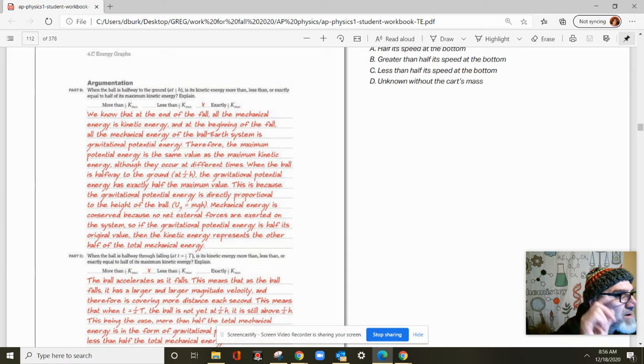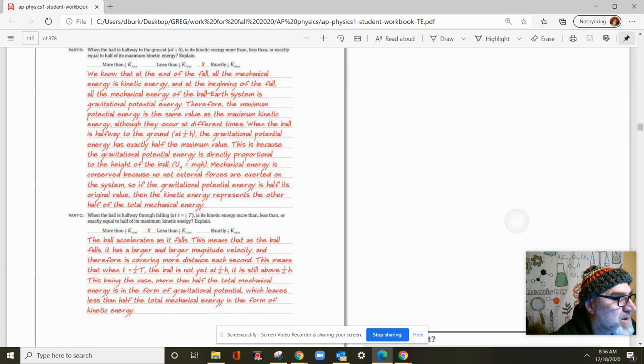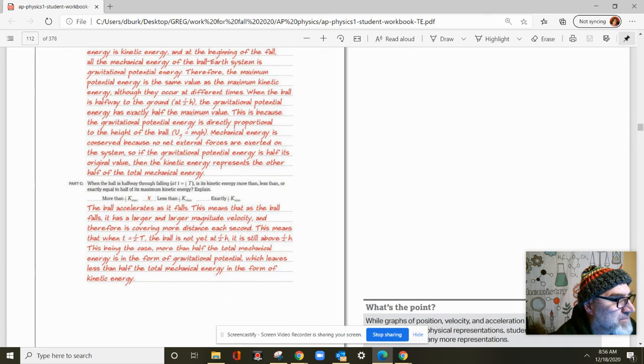When the ball is halfway to the ground, is its kinetic energy more than, less than, or exactly half? Oh, look, I got it right. It's half. And there's a nice explanation in red words. You can read about it. I think I really just kind of talked about that.